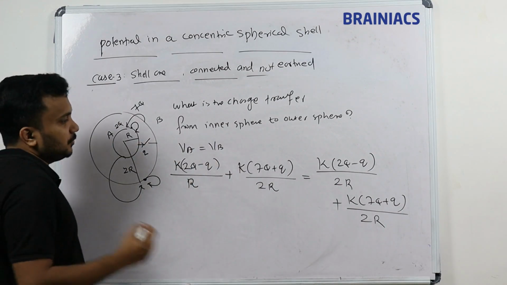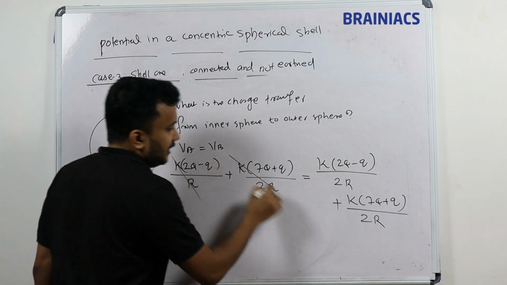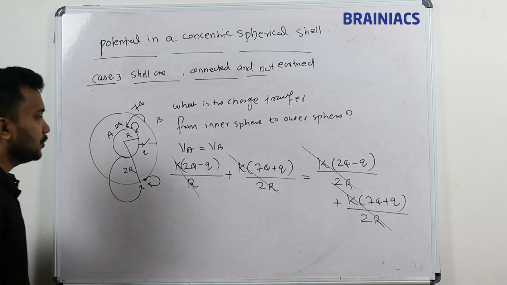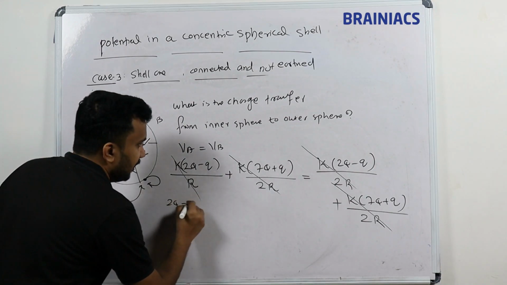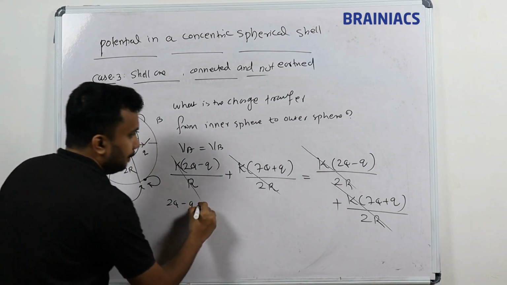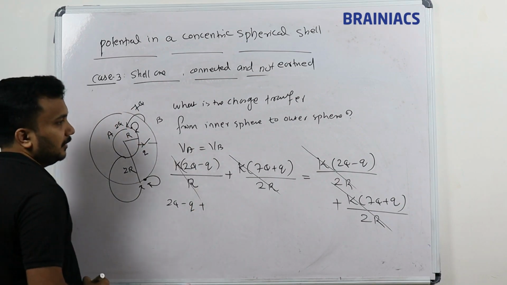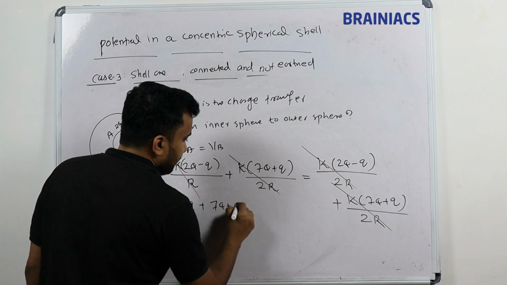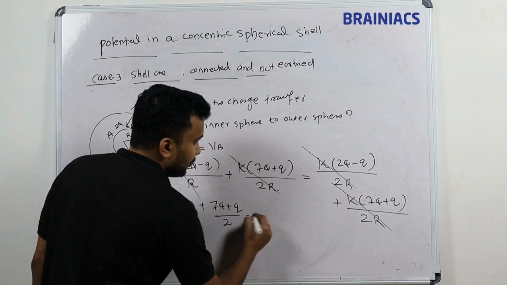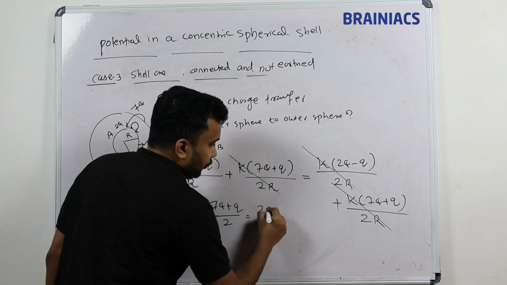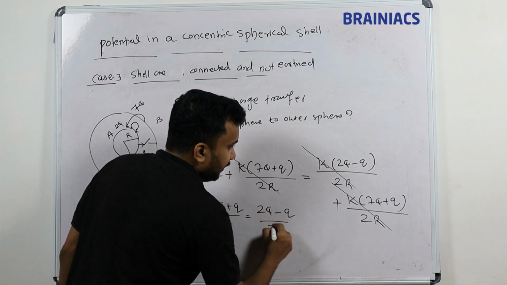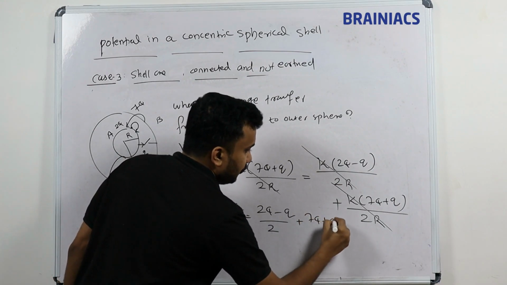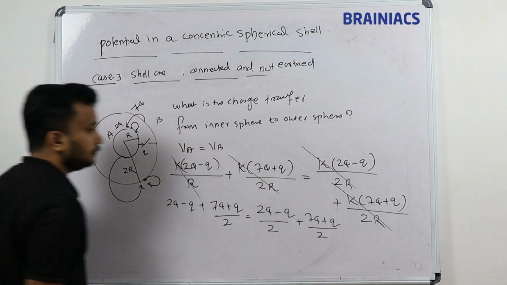Okay, so what things will get cancelled? K by r cancels, K by r cancels, K by r cancels, K by r also cancels. So it simplifies to: 2q minus q plus 7q plus q, divided by 2, is equal to 2q minus q divided by 2 plus 7q plus q divided by 2.